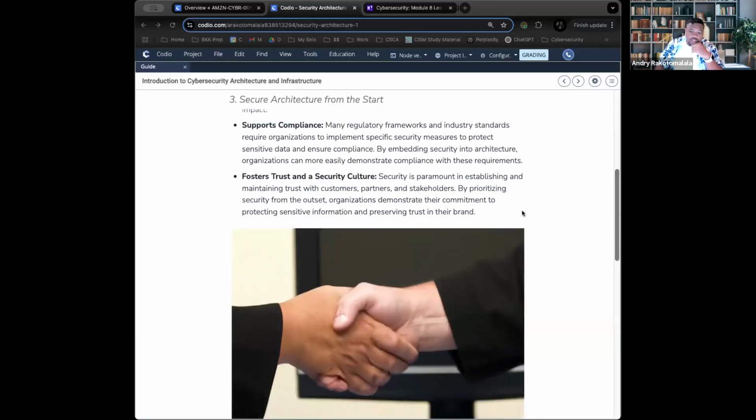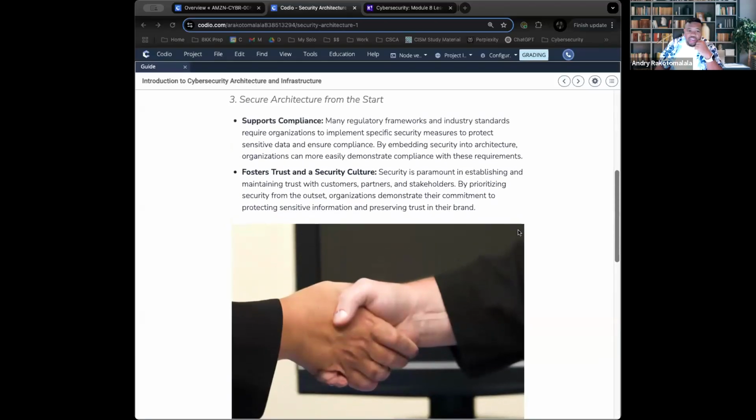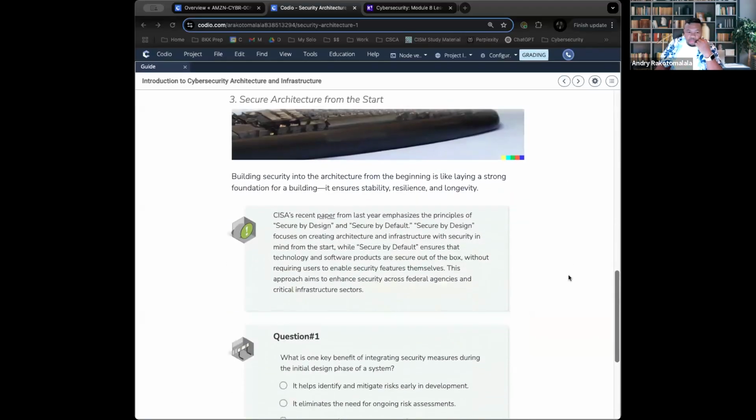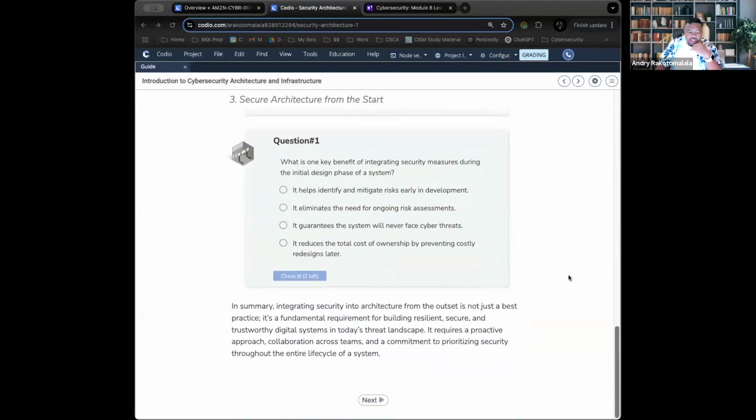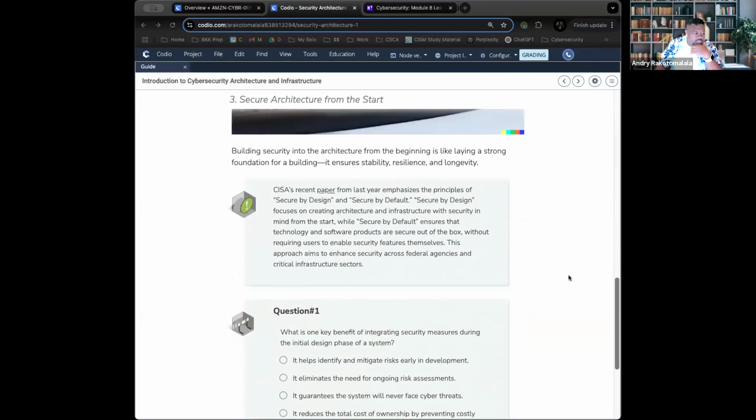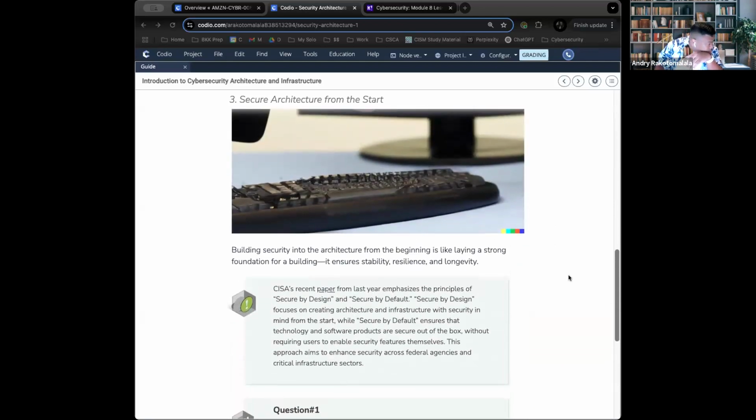Another piece is you want to foster trust. When you have a security architecture, then you can build trust with your customers. A piece of that is, if you get audited, the auditor says, hey, can you show me your security architecture? You say, yep, it's right here. This is how everything works. You send it to them. That makes sure you're compliant. When you're compliant, it builds trust. I think this kind of summarizes. So let's move on. We have some questions.